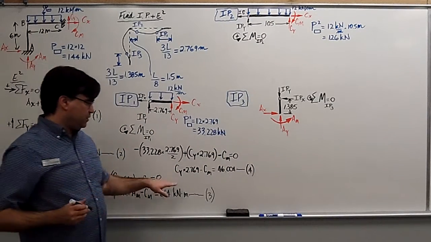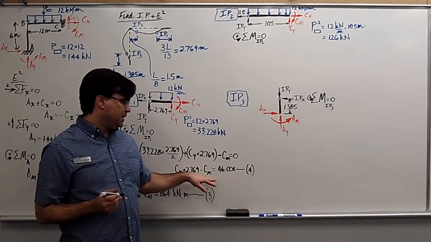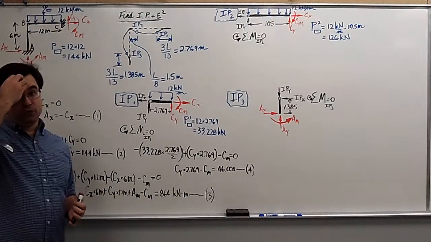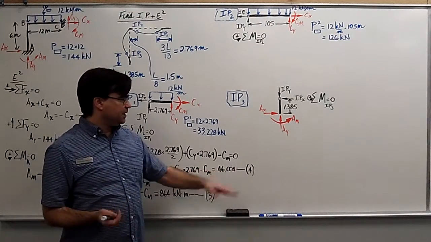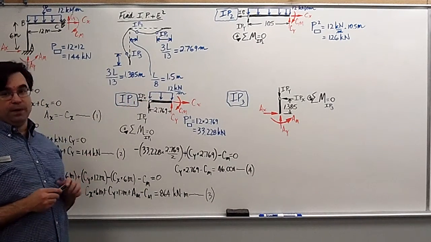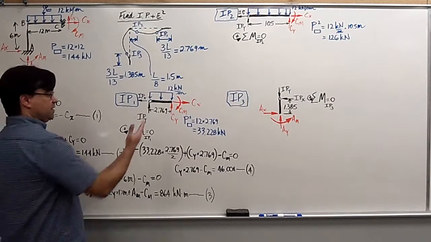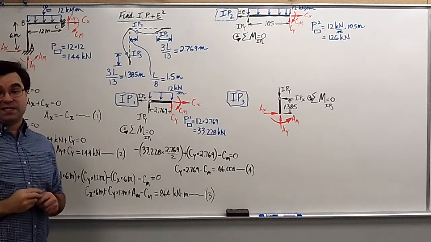So I just rearranged it right here. Cy times 2.769 minus Cm equals 46.004. I can't do anything else with this, at least at the moment, so I park it and call it equation 4. So that's for inflection point 1. Now for inflection point 1, I could have gone to the left-hand side if I so chose. I just chose to do the right-hand side.